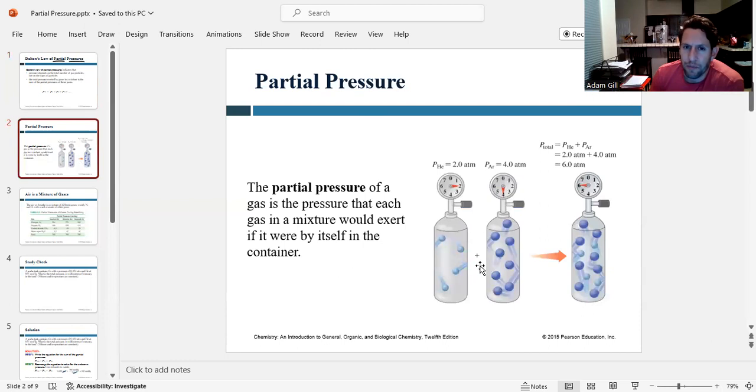So as an example, if you had a helium tank with 2 atmospheres worth of pressure of helium and another tank of argon with 4 atmospheres of pressure, if you were to combine these gases into a single tank, the pressure in this tank would be 2 atmospheres plus 4 atmospheres for a total of 6 atmospheres. So the total pressure of a gas mixture is equal to the partial pressures of the individual gases that make it up.